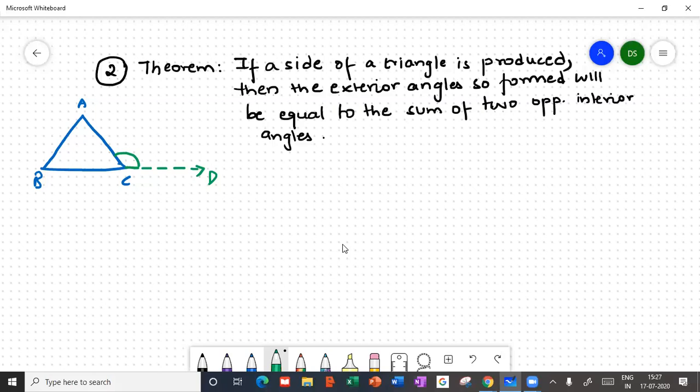Now we can see. Okay. So I was saying that if a side of a triangle is produced, like BC, I extended it to D, correct? So the exterior angle so formed is nothing but angle ACD. This will be our exterior angle. It will be equal to the sum of the two opposite interior angles. So what will be the opposite angle to angle ACD?